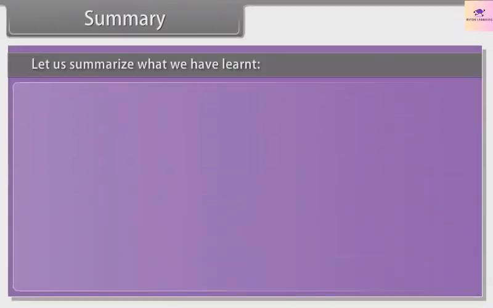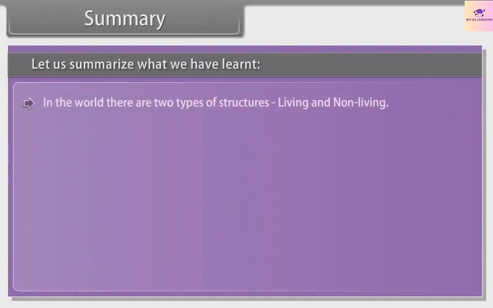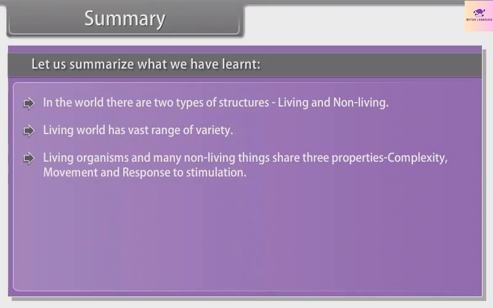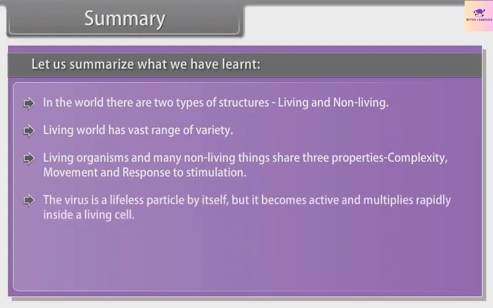Summary. Let us summarize what we have learned. In the world, there are two types of structures, living and non-living. The living world has a vast range of variety. Living organisms and many non-living things share three properties: complexity, movement, and response to stimulation. The virus is a lifeless particle by itself, but it becomes active and multiplies rapidly inside a living cell.